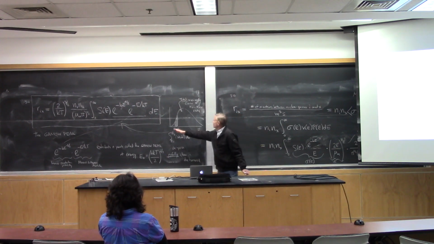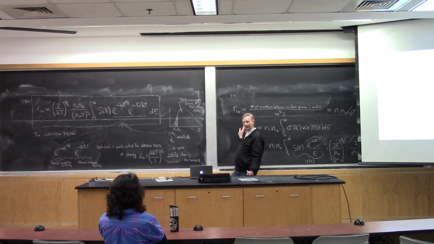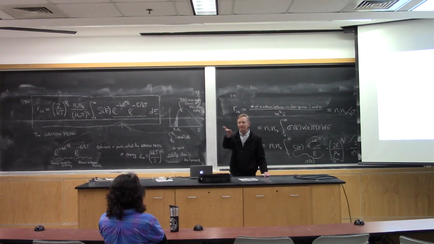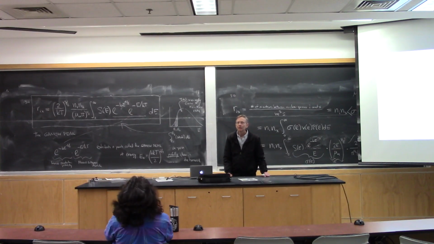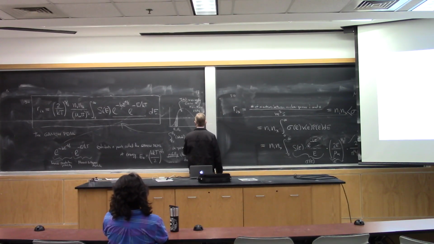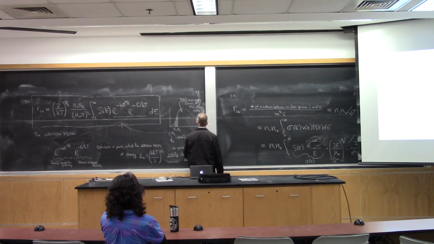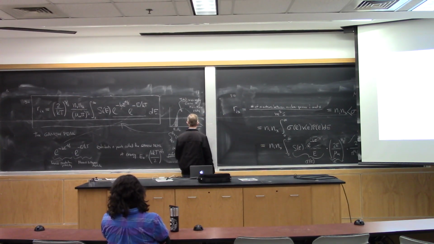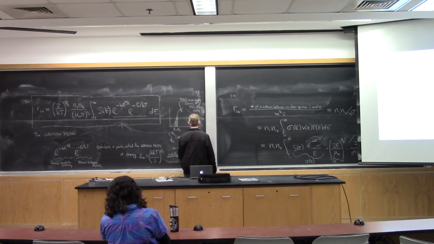If I integrate from 0 to infinity, that's the total reaction rate. If I integrate from just E1 to E2, that is the reaction rate for particles within those energies. That's right. This will be the reaction rate for particles with energies between E1 and E2.